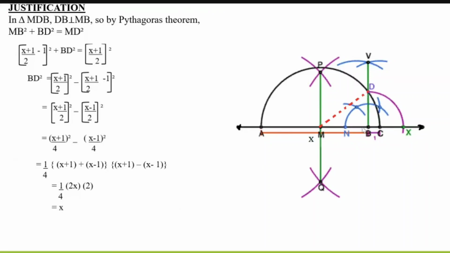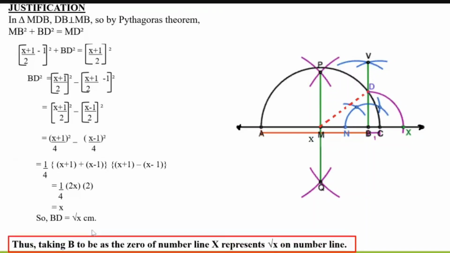I need to draw root x. Then I make the length equal to BD. So the point where this arc intersects will give me the value of root x. So taking B as the 0 of the number line, X represents root x on the number line. So this statement is very important if you are representing on the number line.